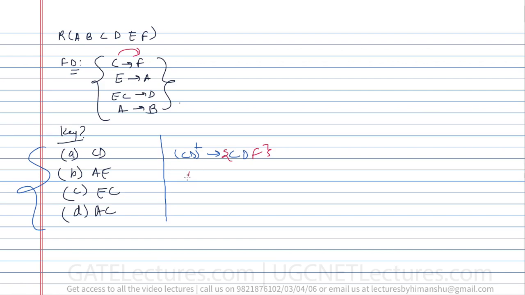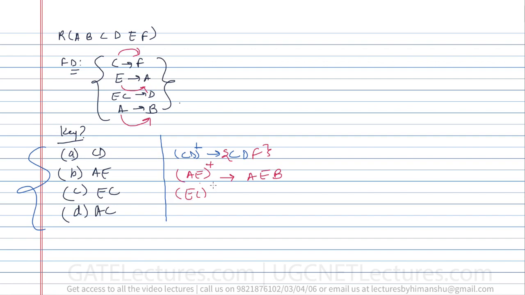Now if I take AE closure, then what are the things which we can determine? With the help of A, I can determine A. With the help of E, I can determine E. Now with the help of A, I can determine B also. With the help of E, I can determine A, that is already included. Now is there anything else which we can determine? No? Okay. Now let us take the next one.